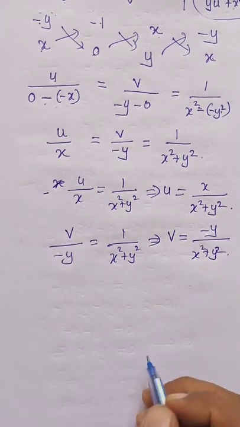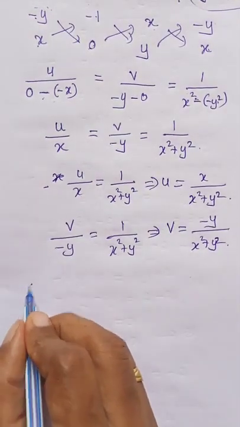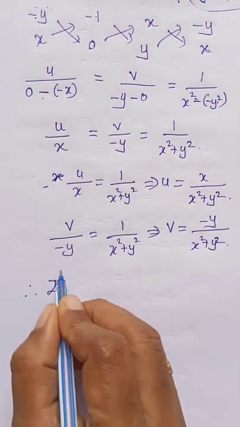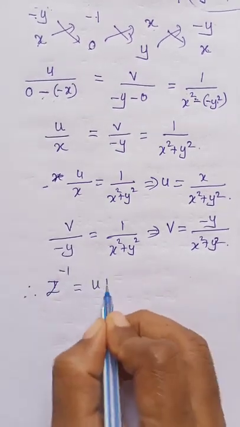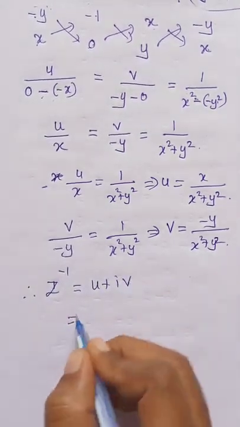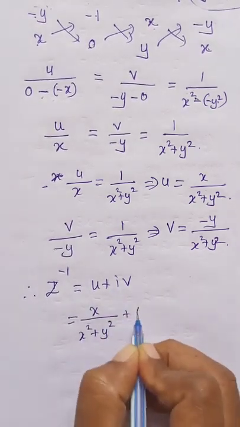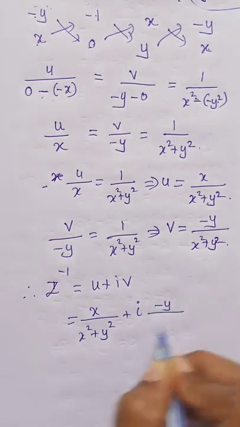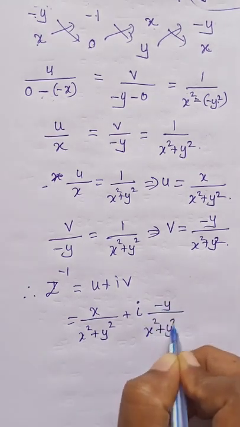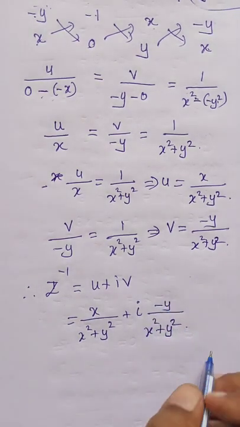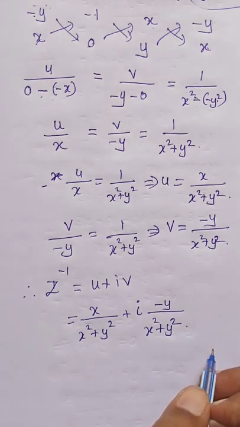Is that clear? Now we can write. Therefore, z inverse, u plus iv, is equal to x by x square plus y square plus i into minus y by x square plus y square. So this is what they have asked us to prove.